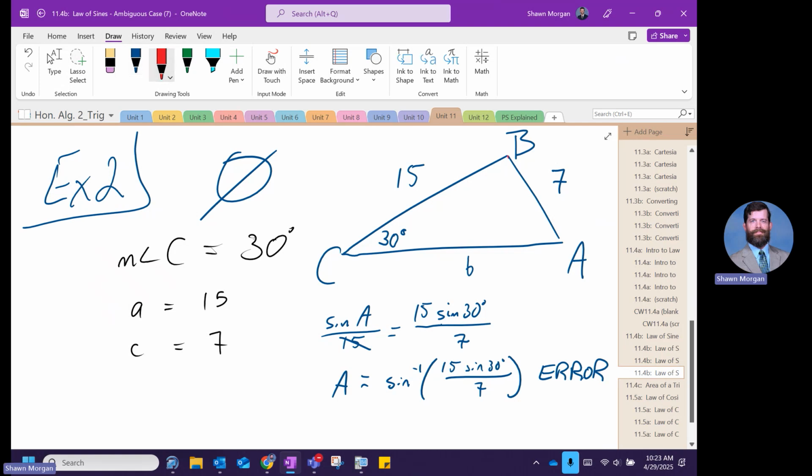Okay, the height of this triangle is 7.5, and therefore this leg over here, this 7, is too what? Short. It's too short. You can't reach that base because however you swing it like a pendulum, you're not going to hit that base, since that height has to be at least 7.5. Or no, excuse me, that height is 7.5. And so that side C would have to be at least 7.5.